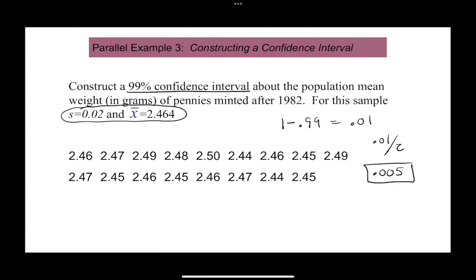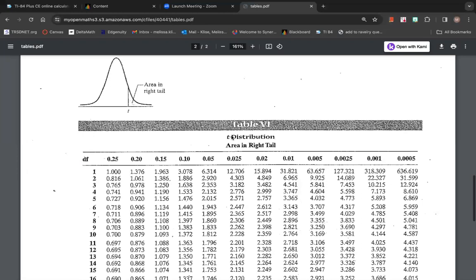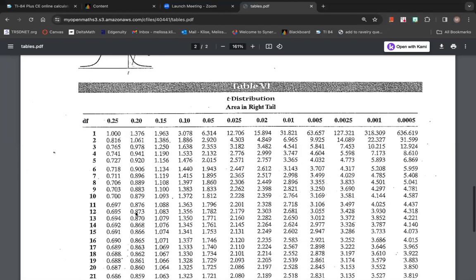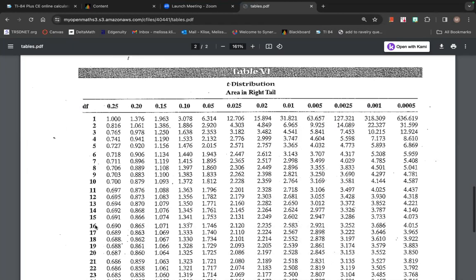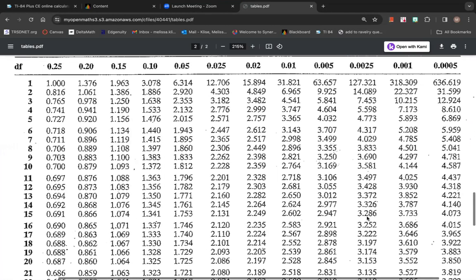I'm going to jump over to that screen just a second here. Okay, so we're going to go to our tables and we're doing 16 degrees of freedom. There's 16 degrees of freedom right there, and I go over to 0.005, which is way over here. I have 2.921. Can y'all see that? Maybe make it a little bit bigger. There we go. So 16 degrees of freedom, 0.005, I have 2.921 as my t-score.